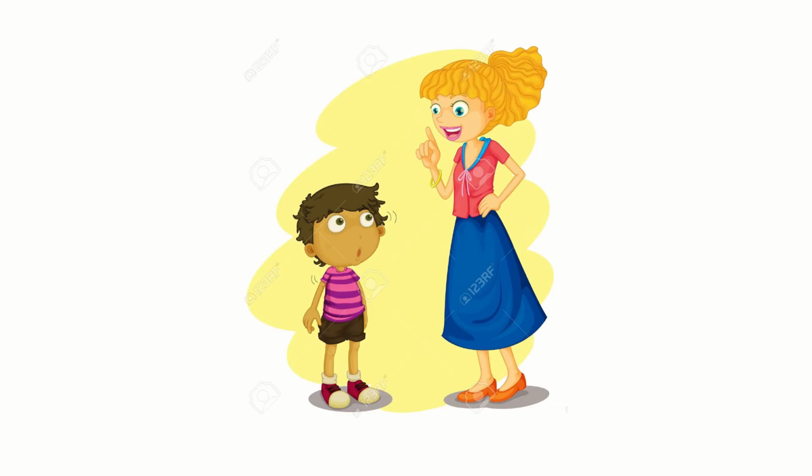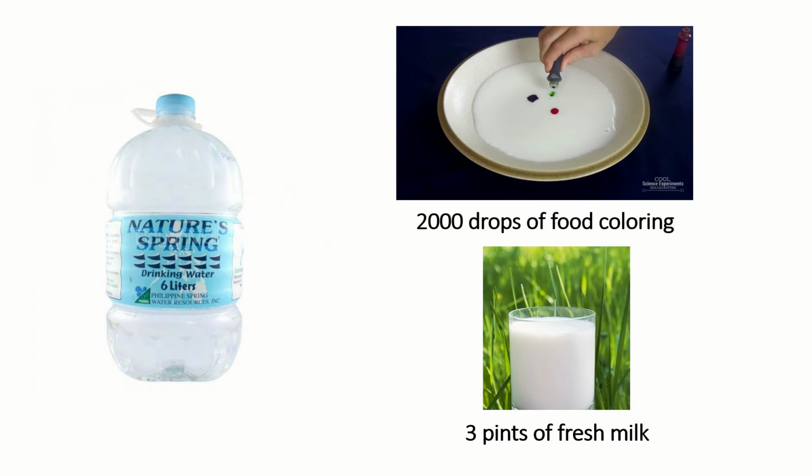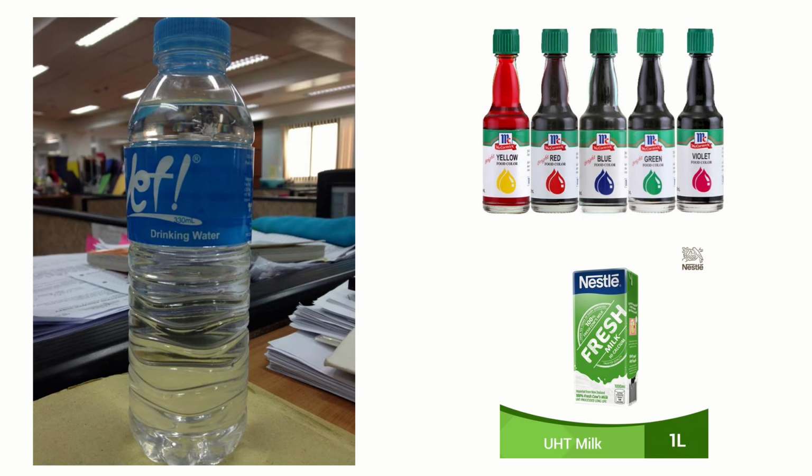So let's say, for example, you were asked by your mom to buy something from a store. These are the things that were asked of you to buy: 6 liters of water, 2,000 drops of food coloring, and 3 pints of fresh milk. By the time you went to the supermarket, you were not expecting that the ones given to you are not available. So there's no water which is exactly 6 liters.